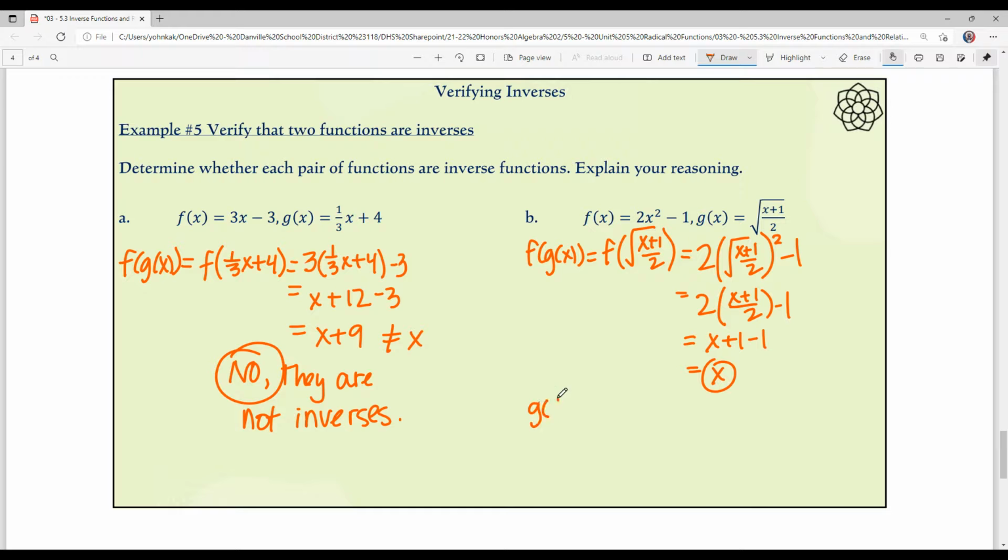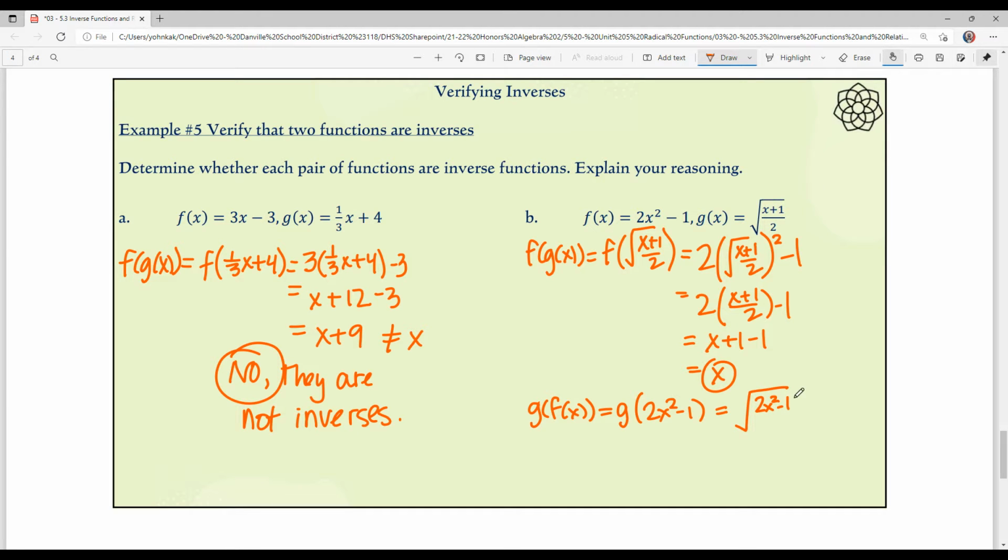Now I need to find g of f of x and see if it also equals x. So leave the g alone, replace f of x with 2x squared minus 1. Then go to the g function and replace the x with 2x squared minus 1. So we have the square root of 2x squared minus 1.